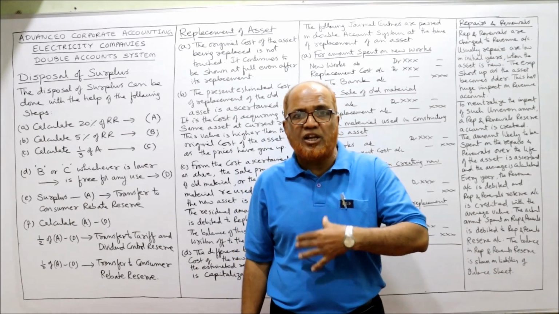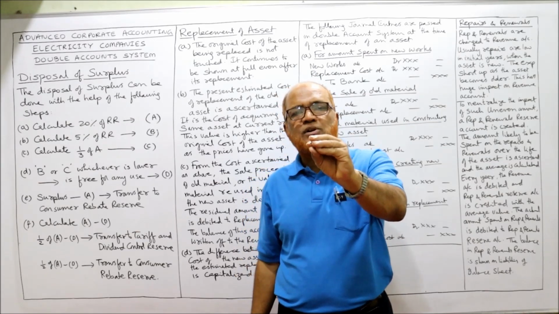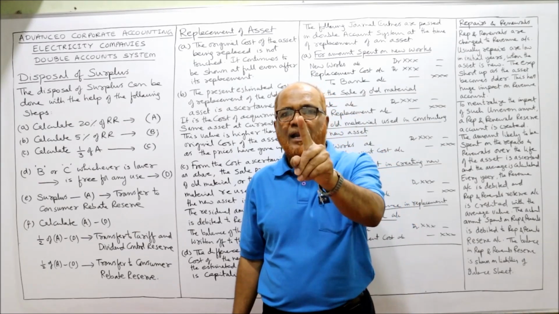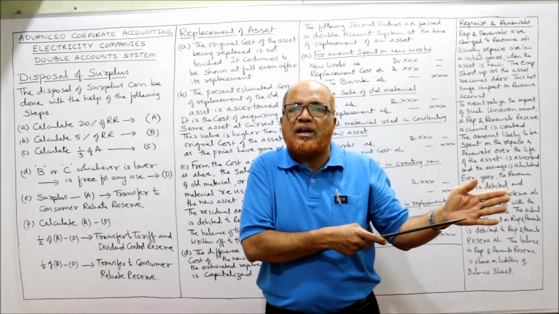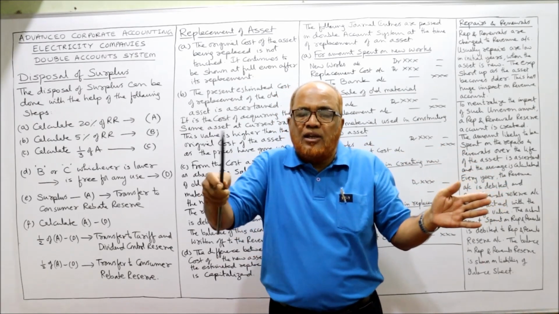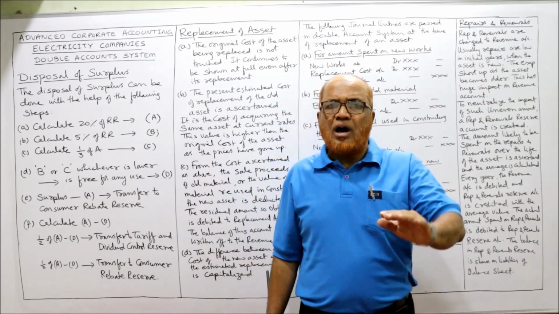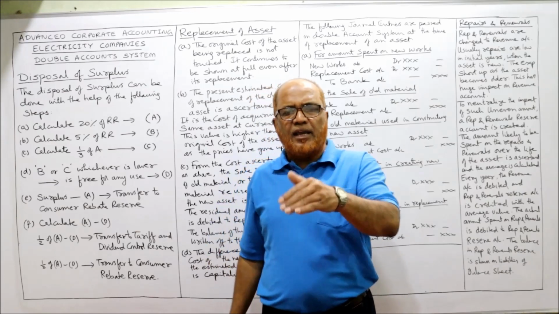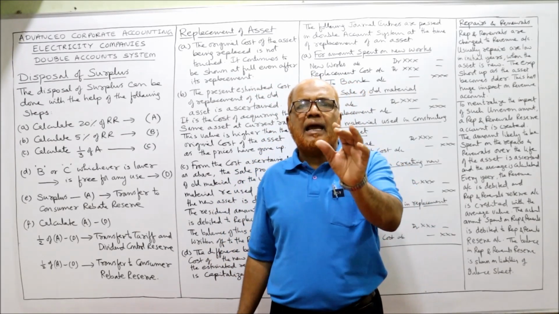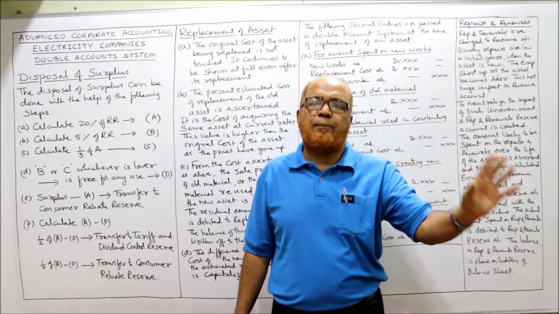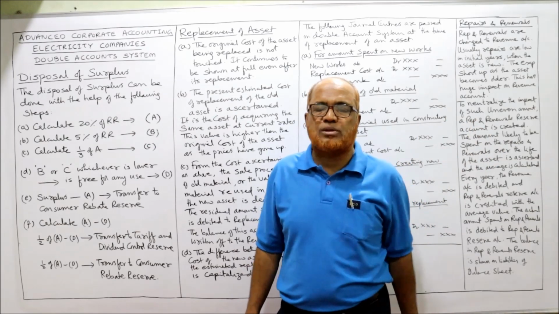We want to purchase a new machine. That's why we are selling the old machine. The 5 lakh rupees machine sold for 4 lakh, 1 lakh rupees loss. That 1 lakh rupees will be charged to profit and loss account. And the new asset will be capitalized at its full value. After selling the old machine, a new machine for 8 lakh rupees will be purchased. So completely 8 lakh rupees will be capitalized. That is the normal procedure in single account system.